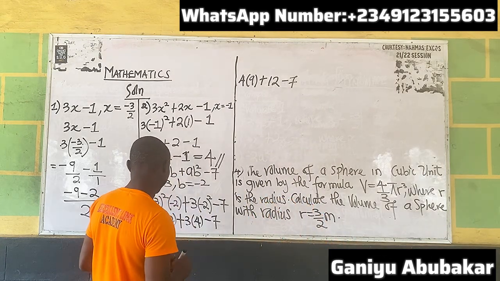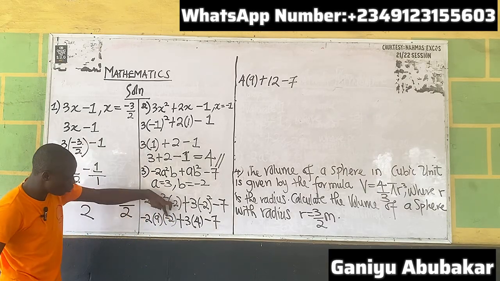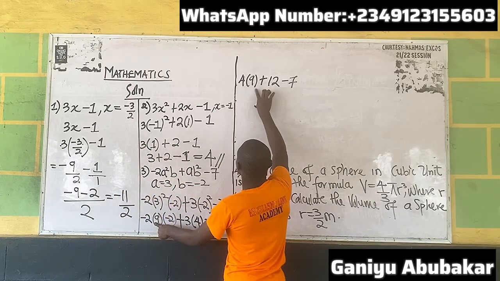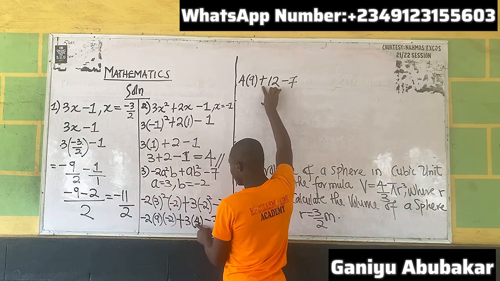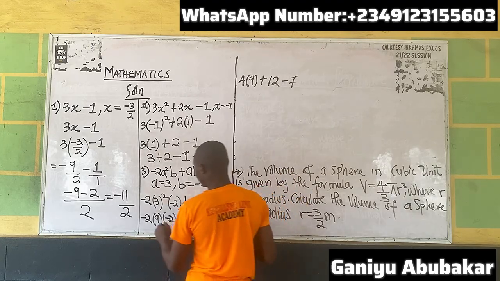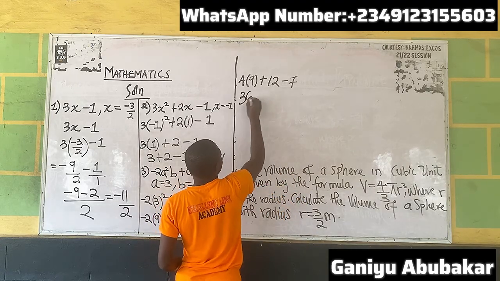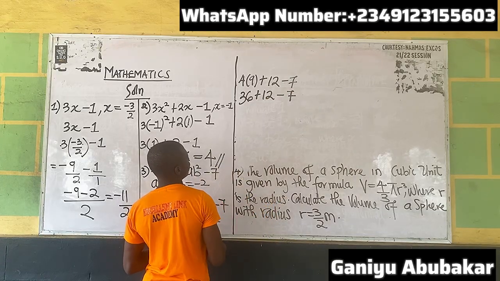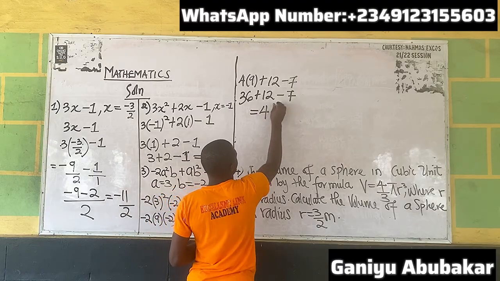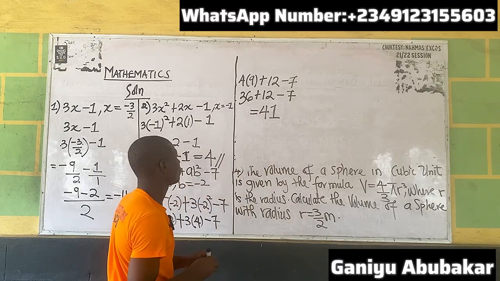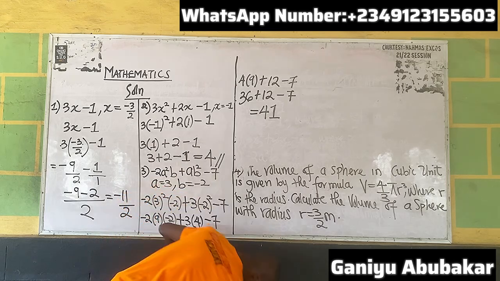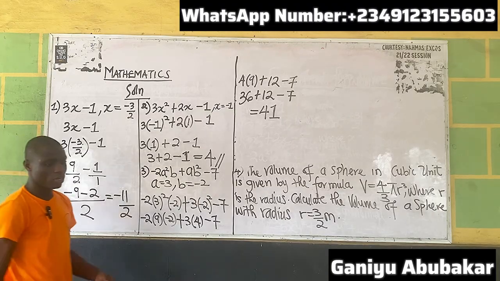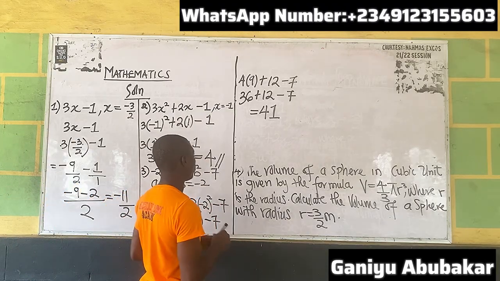So I said minus times minus gives you plus, so 2 times 2 gives you 4. This is the 4 here, and this 9 is this one here. Plus 3 times 4 gives you 12, minus 7. From here, 4 times 9 gives you 36, plus 12, minus 7. If I do this together, it gives 41. This is how you work on problem 3. Let's solve problem 4.